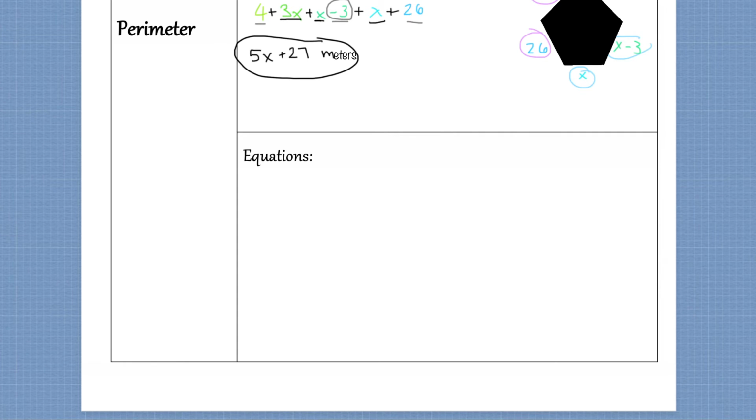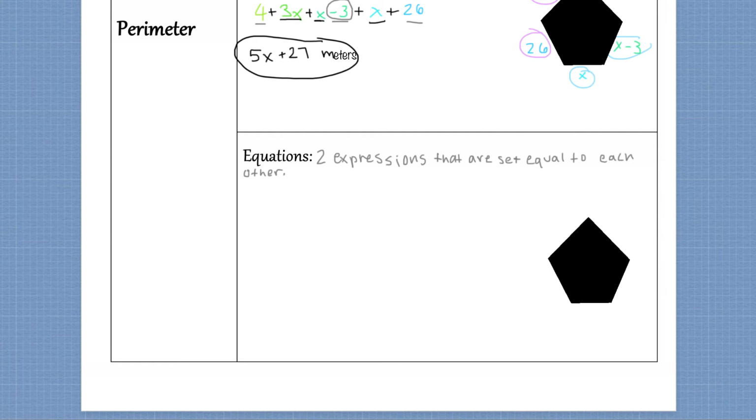Over here, we're going to be talking about equations. Equations are two expressions that are set equal to each other. And so I'm going to give the same example over here, the one with the pentagon, and I'm going to use the same numbers that I used in the expression example above. And let's say, along with the side lengths of this pentagon, they had given us the actual value of the perimeter of the pentagon. And so let's say that the perimeter of the pentagon is 107 meters. And all of the side lengths of the pentagon are also in meters.